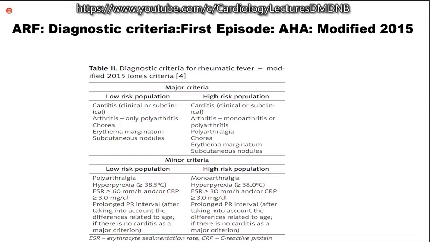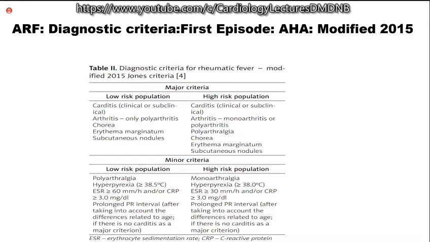In the high risk population, things are slightly different. Carditis, clinical or subclinical, is the same. Arthritis includes even monoarthritis. In the low risk population, it was only polyarthritis. Here it is monoarthritis or polyarthritis, both are included. And also polyarthralgia, especially migratory polyarthralgia, in the high risk population. Chorea, erythema marginatum, and subcutaneous nodules remain the same.